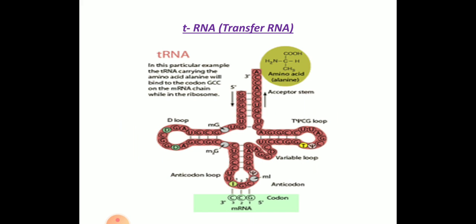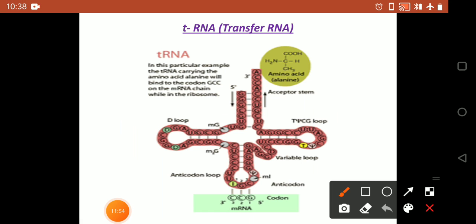You can find there are 4 arms: the amino acid binding arm, also called the acceptor arm; then the T psi C arm, or pseudouridine arm; next, the DHU arm, which you can call the D loop or dihydrouridine arm; and later the anticodon arm. These are the 4 important arms, and one more you can find, that is the variable arm or variable loop.